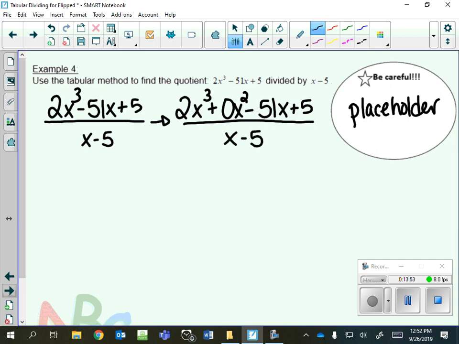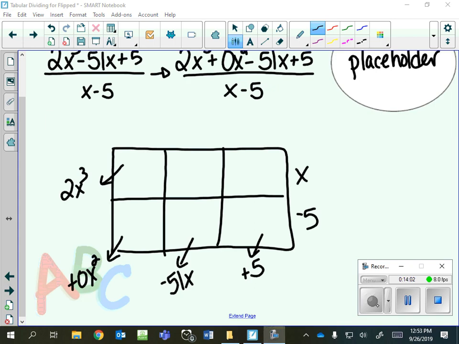Hit pause, try to set it up. Once you have the setup, hit play, check your setup, then hit pause and try the problem again. Here's your setup. Once you have it set up, hit pause, try it on your own. Then hit play and check your work.